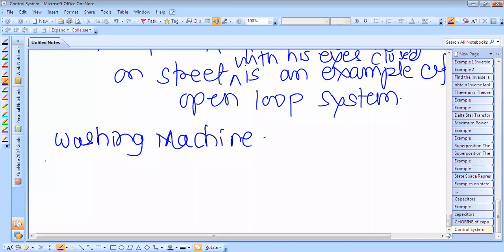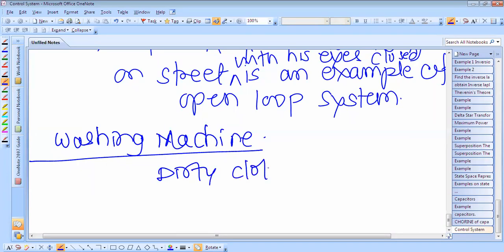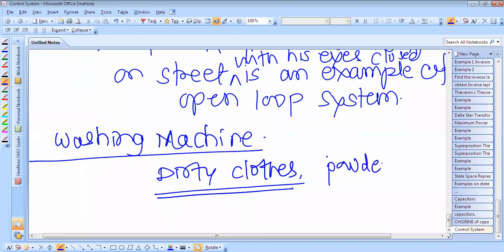So what do we do in the washing machine? In the washing machine, we have the dirty clothes. Then there is soaking, washing and rinsing in the washer, operating on a time basis. What is the input to this washing machine? Detergent powder, dirty clothes, and the operation of the machine.